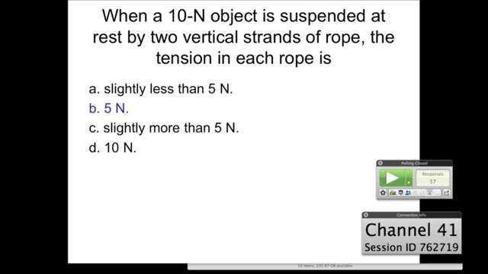What would the 2 tensions sum up to, though? They still have to equal 10 because the total up is balancing the total down if you're at rest. Good, and you can shift this way. Good. One more.